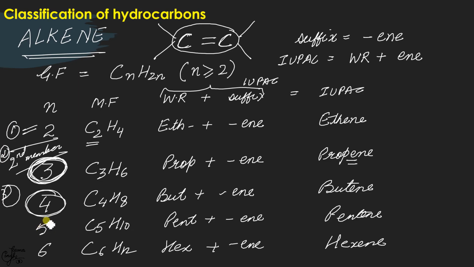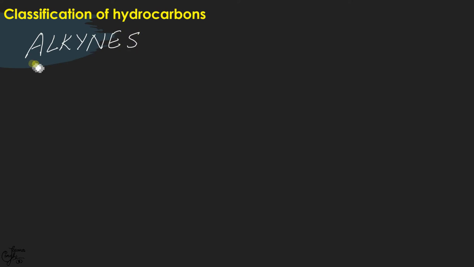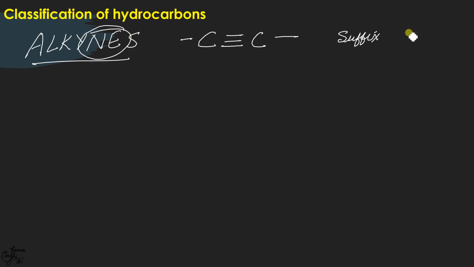Alright, let's move on to the next family, that is the alkyne family. Alkynes, right? They have to have one or more carbon-carbon triple bond, right? The suffix is "-yne", this YNE. So this is the suffix. So what is the general formula? You have to have a minimum of one carbon-carbon triple bond. So here also your N cannot be 1. It has to be greater than or equal to 2. And the formula is CnH2n minus 2.